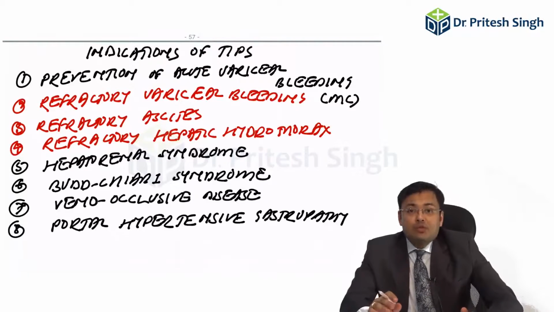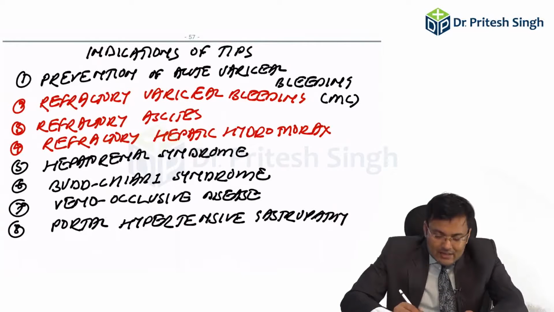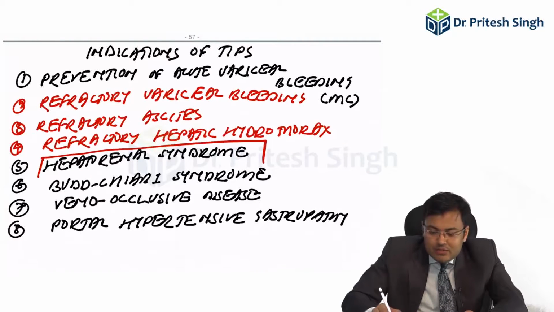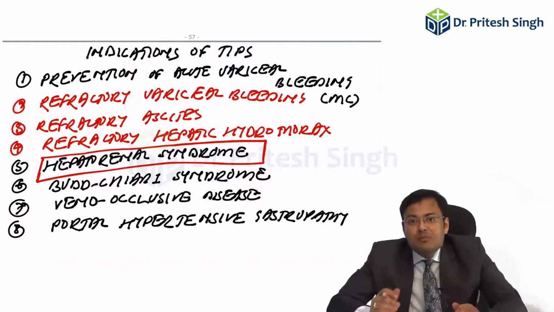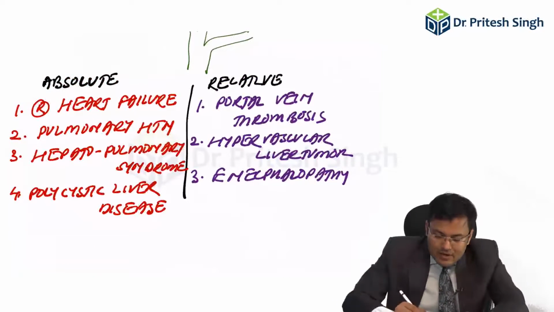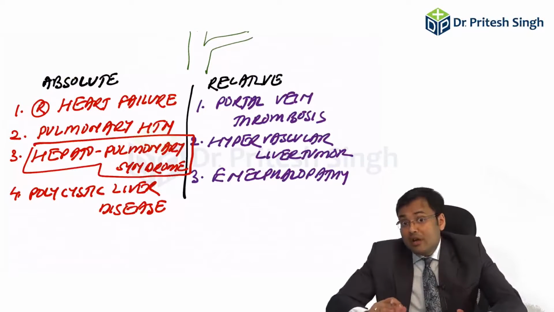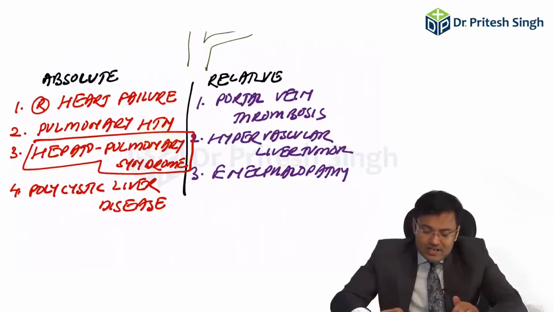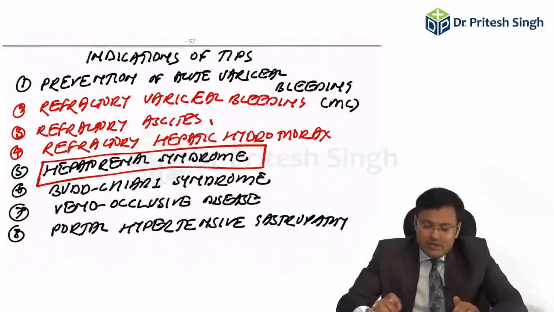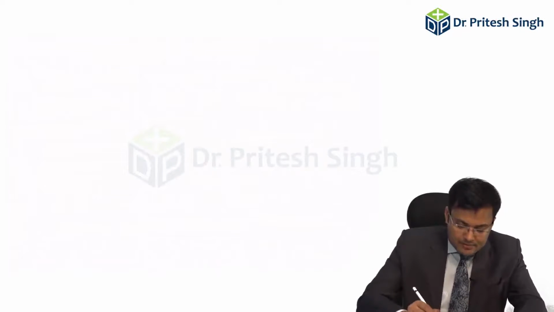Now see where we make the mistake in indications and contraindications. When the indications of TIPS are asked, in place of hepatorenal syndrome, the examiner places hepatopulmonary syndrome. Similarly, in contraindications, in place of hepatopulmonary syndrome, the examiner places hepatorenal syndrome. So you have to be very careful. Hepatopulmonary syndrome is an absolute contraindication, and can you see hepatorenal syndrome is an indication of TIPS. So now we are going to start shunts.